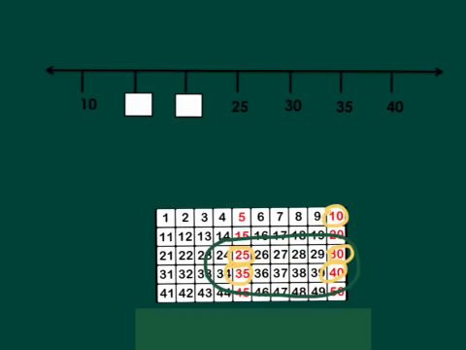So it started at 10. What would be the next number after 10 if I was skip counting in fives? 15. And the one after that would be 20. Well done. And that's how we figure out missing numbers on a number line.